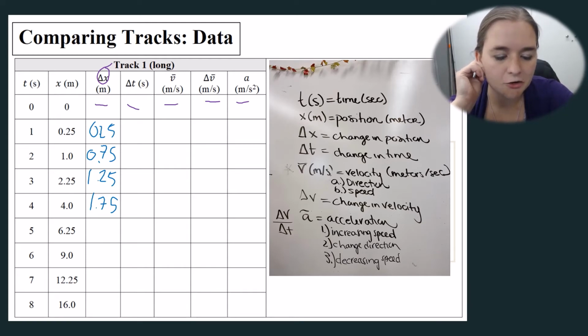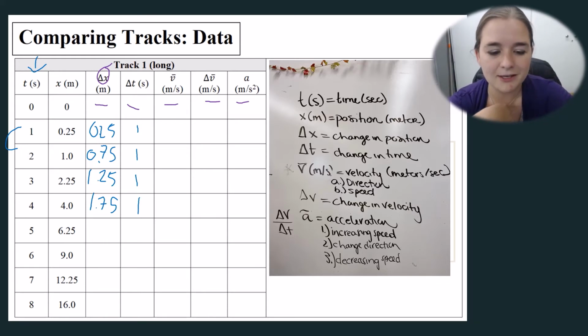As I go from 0 to 1, how much time changed? Well, 1 second. From 1 to 2, how much time? Well, again, that's 1 second that has passed. 2 to 3, 1 second has passed. 3 to 4, 1 second has passed. Pause the video now, fill in the rest of the table.